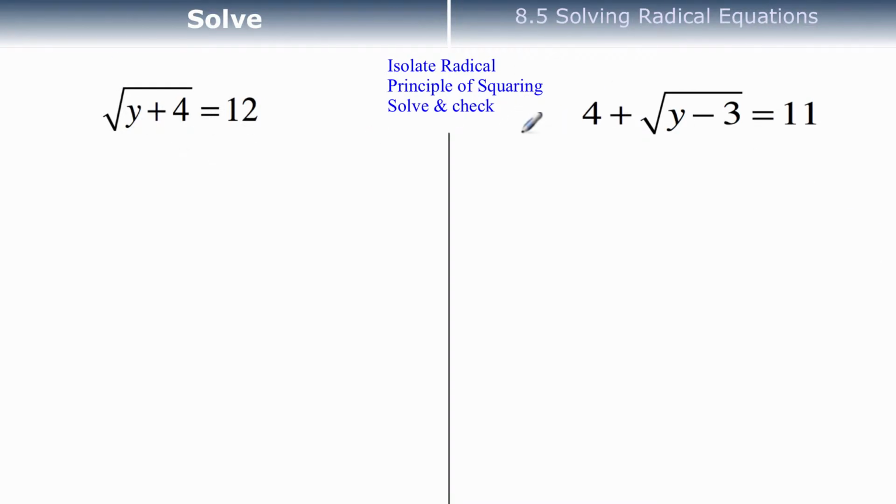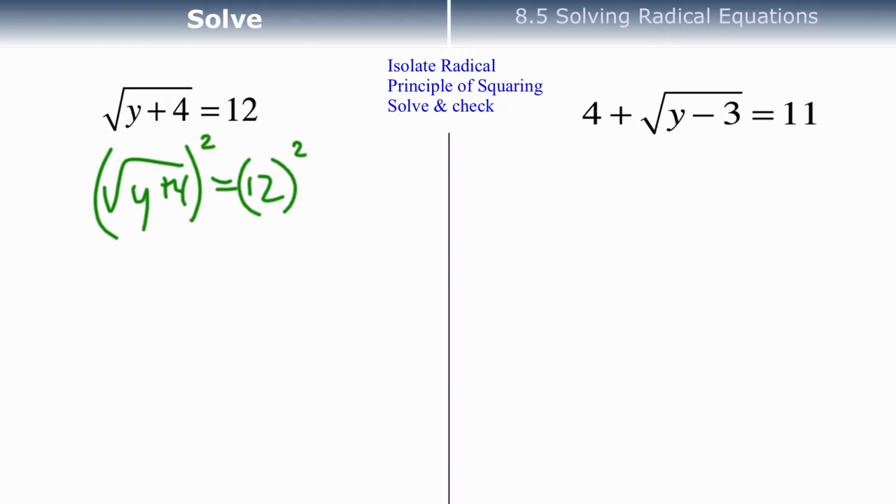I'm going to go through a bunch of them just to make sure that you're comfortable with them. Here my radical is on the side of the equal sign by itself. It's already isolated. So I'll take square root of y plus 4 is equal to 12, and I'm going to square this side and square this side. On the left side, I'm left with y plus 4. On the right side, 12 squared is 144. Subtract 4 from both sides, and I get y is equal to 140.